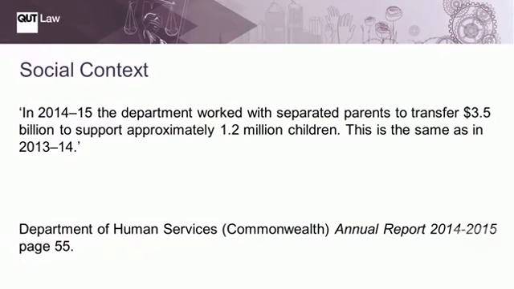Just a bit of social context. The Department of Human Services, which is responsible for administration of the Child Support Agency, publishes some information about the service performance of the Child Support Agency and statistical information about the number of customers. As you can see, some 1.2 million children in Australia are the subject of child support assessment.